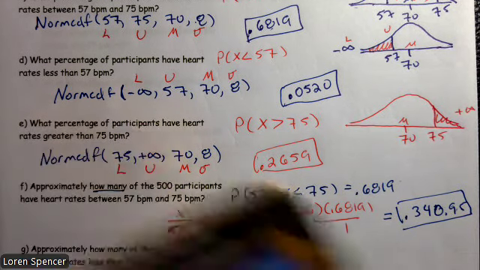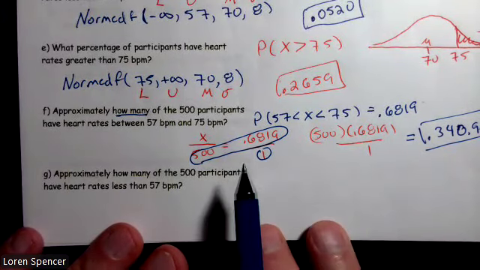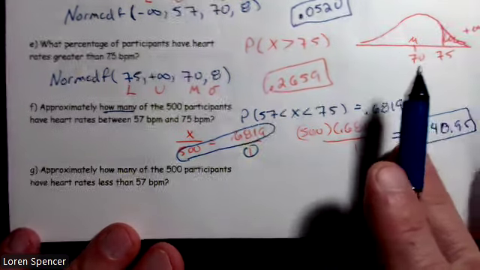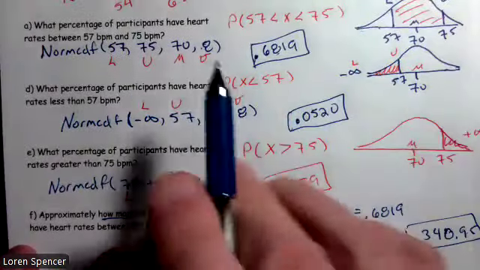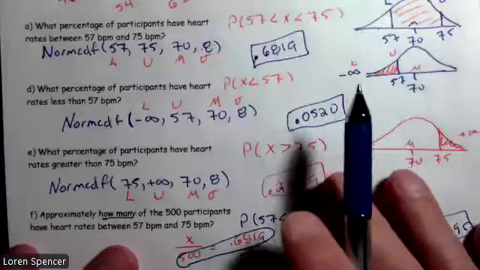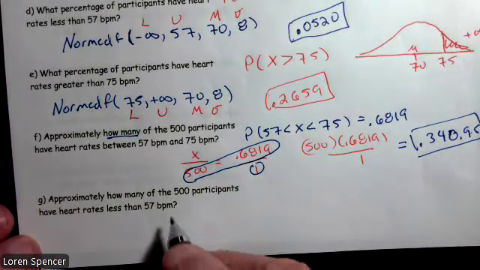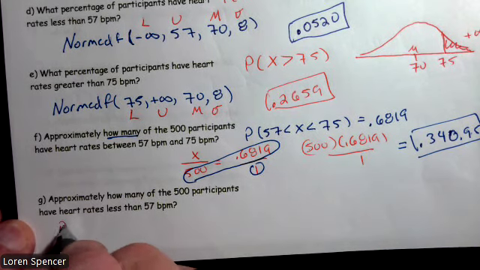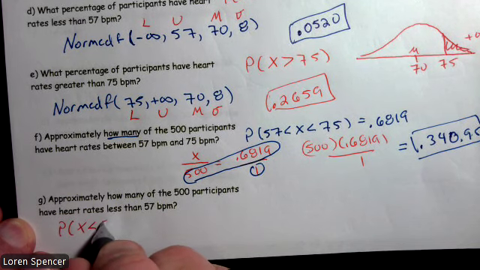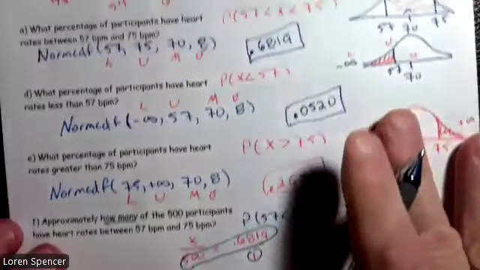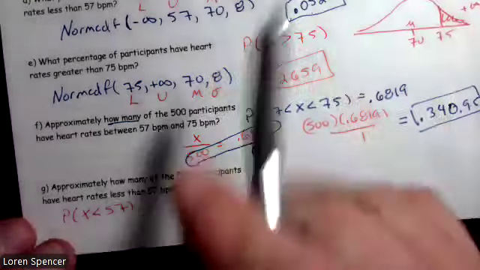All right. Approximately how many participants of the 500 would have less than 57? Well, we already calculated that up here. So less than 57 is 0.0520. So the probability, and we're going to remind ourselves of this, the probability that x is less than 57, well, what did we say that equaled? We said it equaled 0.0520.